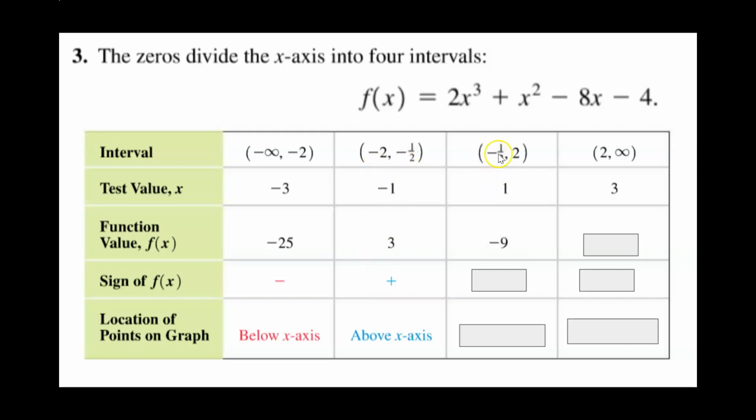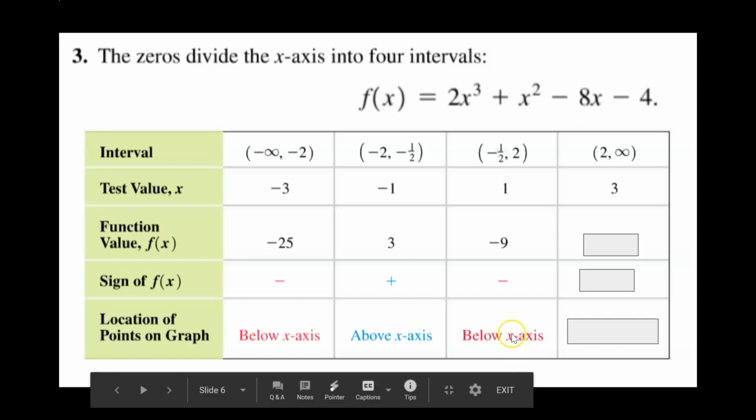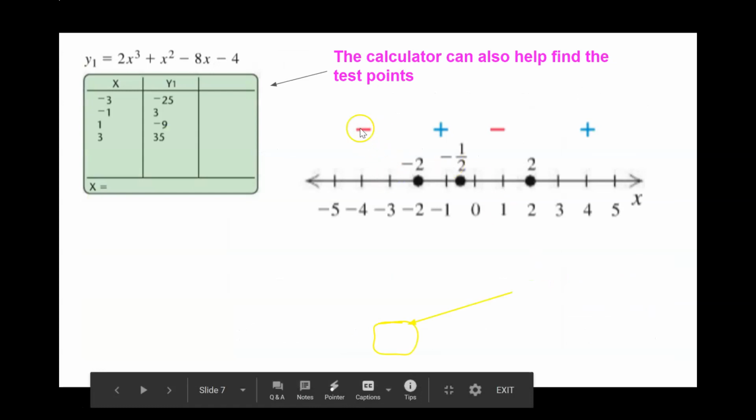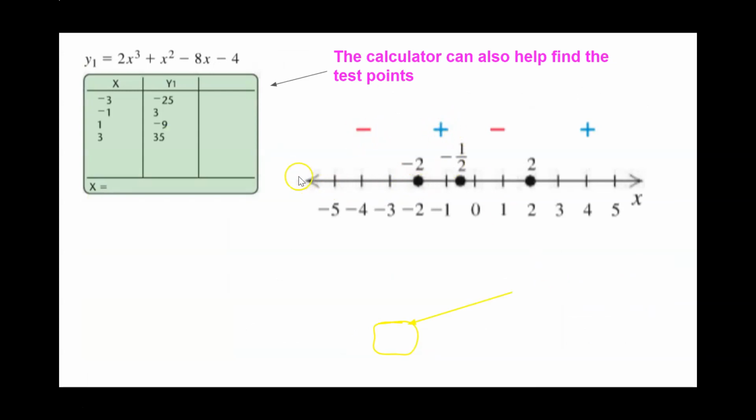So from -1/2 to +2, we pick a point, 1, plug it in, and get -9. Because it's negative, the graph is always going to be below the x-axis from -1/2 to 2. And for the last one, we plug in a positive and we get above. So here's my negative, my positive: from -infinity to -2 we see some negative action. In between -2 and -1/2, there's positive action after I do my test. In between -1/2 and 2, we have some negative action, and from 2 to infinity, we get some positive action.